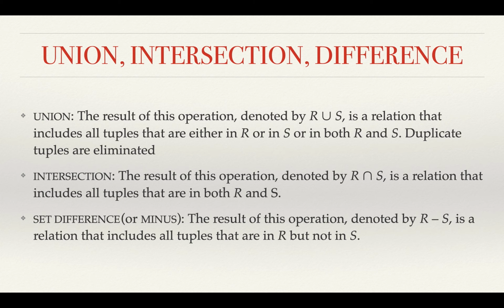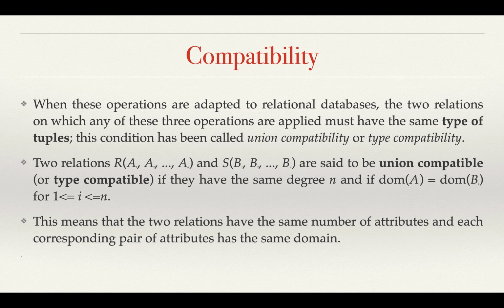So duplicate tuples are eliminated. Intersection has the same meaning as in set theory notation. Set difference, or minus, is represented by R minus S, and is a relation that includes all tuples that are in R but not in S. We can see these operations with examples.